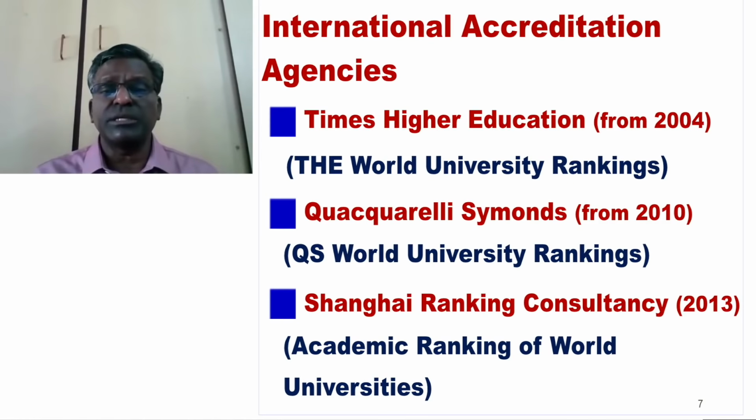So, ladies and gentlemen, these are the three main agencies at the international level that are involved in assessment and accreditation. The first agency is Times Higher Education. They are in this field right from 2004. In fact, they are the oldest agency and they are in this business now for the last 16 years. Then we have another British agency called Quacquarelli Symonds. They are in operation from 2010 and they bring out the QS World University Rankings.